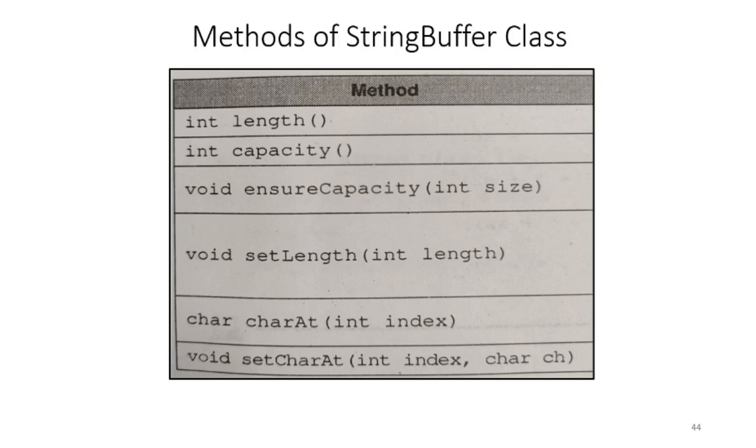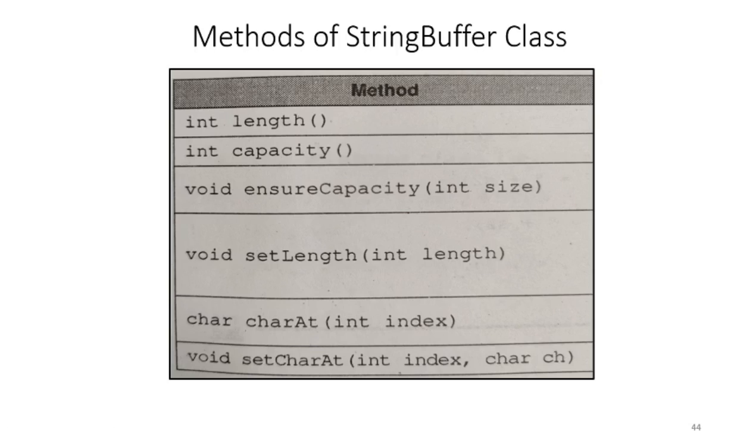So first one is int length(). This method returns the current length of the StringBuffer object. Then int capacity(). This method returns the total allocated memory. Then void ensureCapacity(int size). This method ensures that the object has the capacity of the size mentioned in the brackets, and this size is assigned after the object has been constructed.